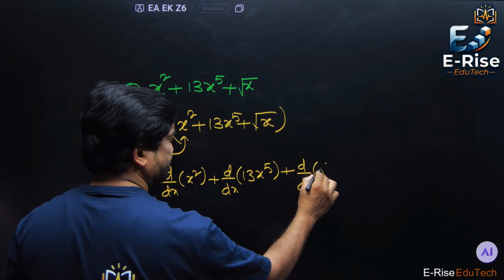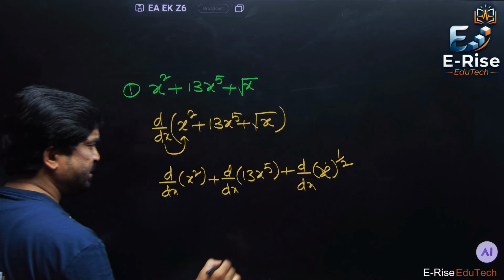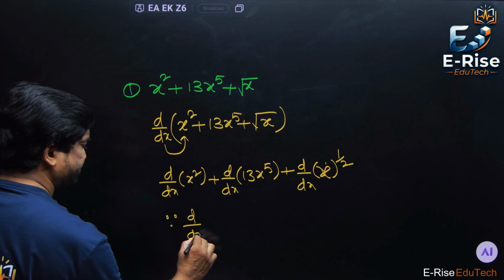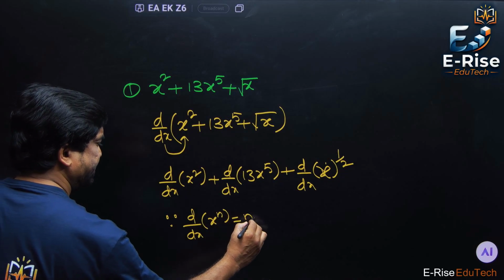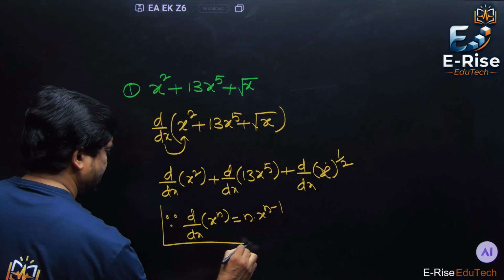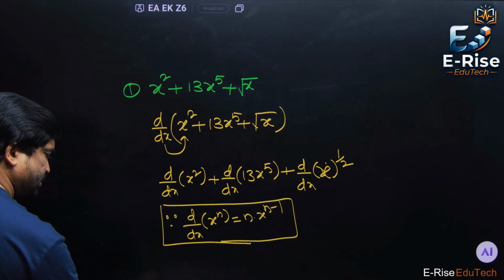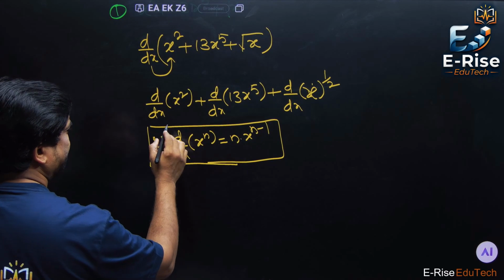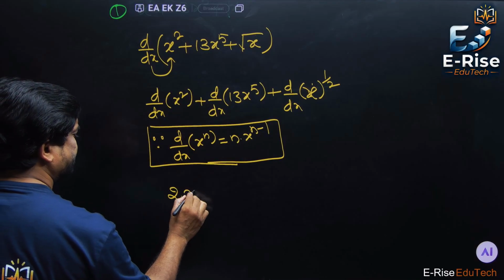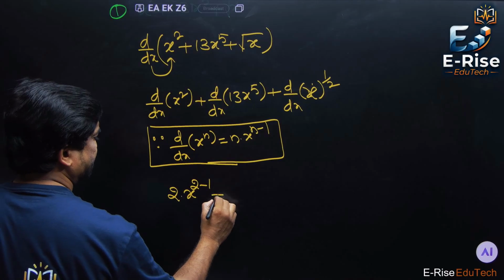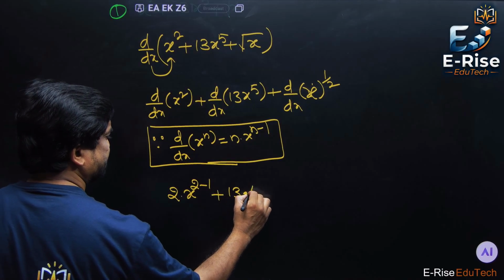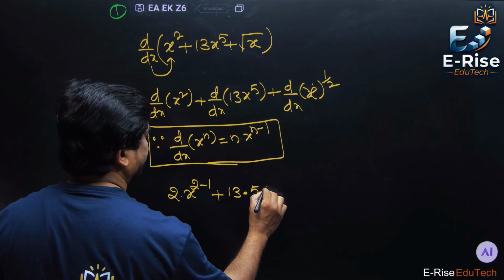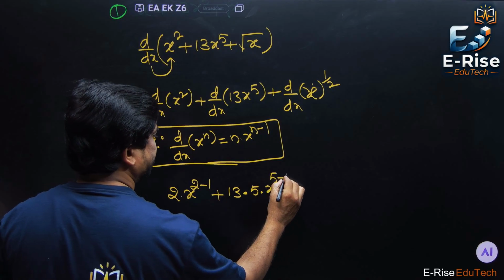Root x means x power 1 by 2. Just write directly. So apply the formula. What is the formula here? d by dx of x power n equal to n into x power n minus 1. You apply this formula. So what is that? d by dx of x power 2, so 2 into x power 2 minus 1 according to the formula, plus 13 is constant. 13 is constant. d by dx of x to the power 5 is 5 into x power 5 minus 1.